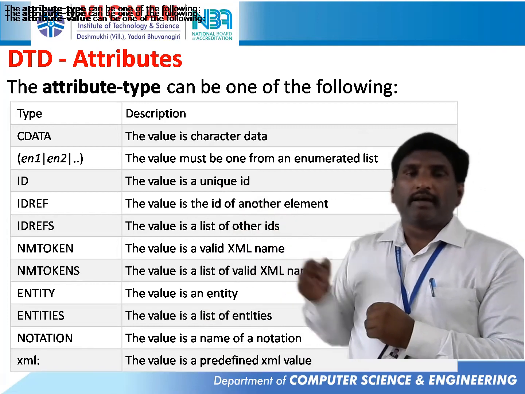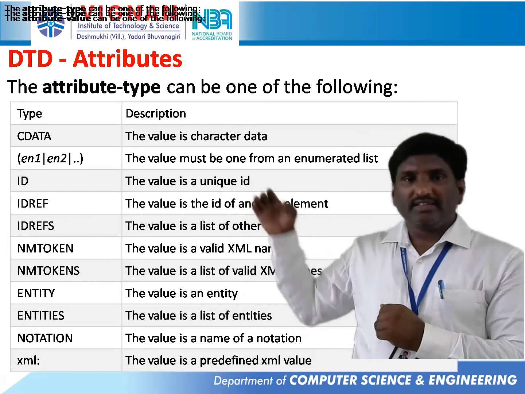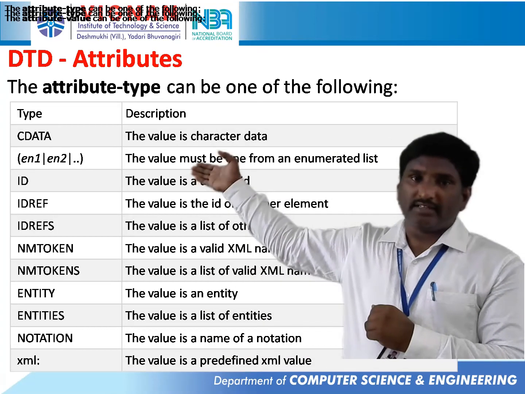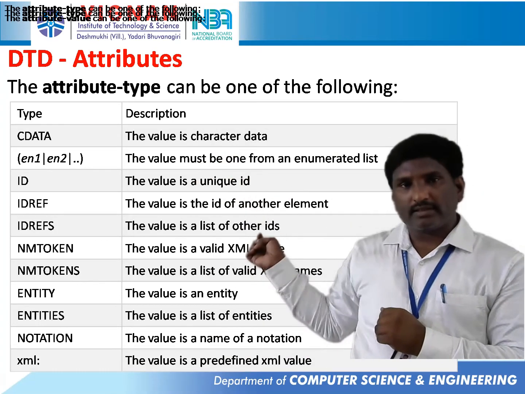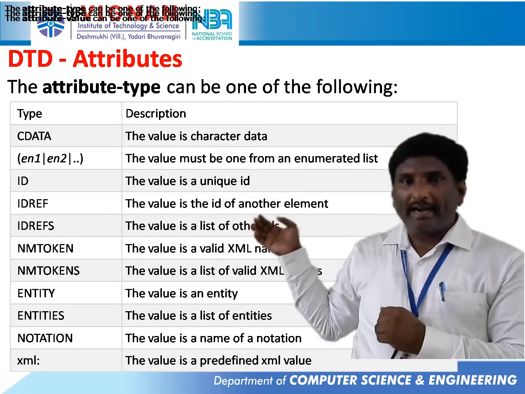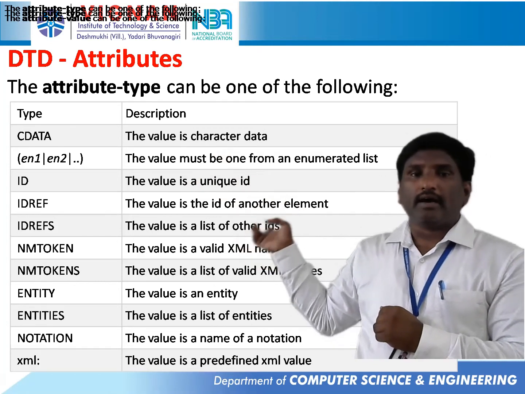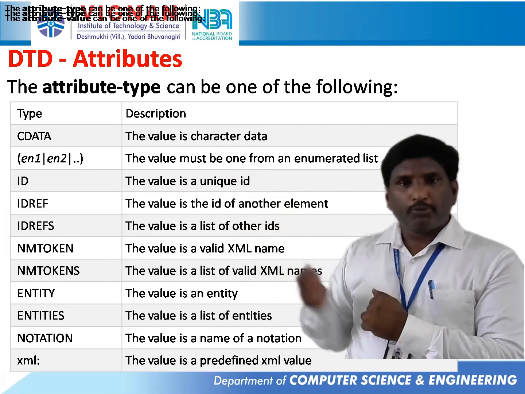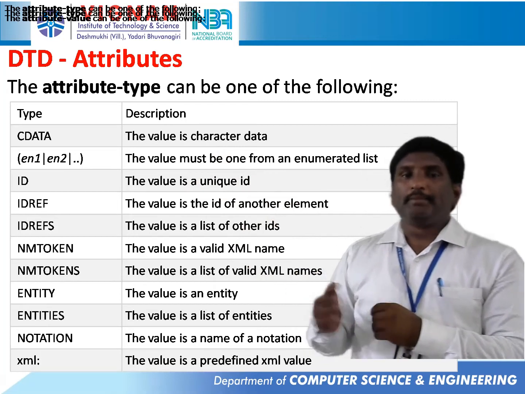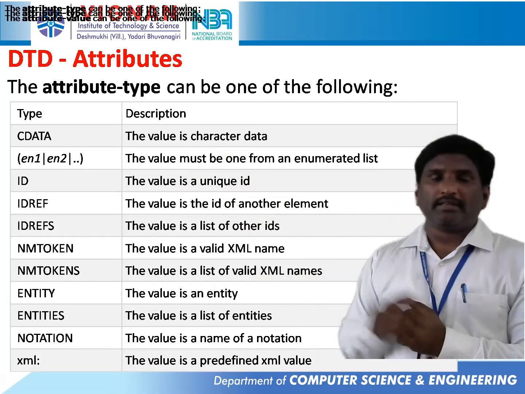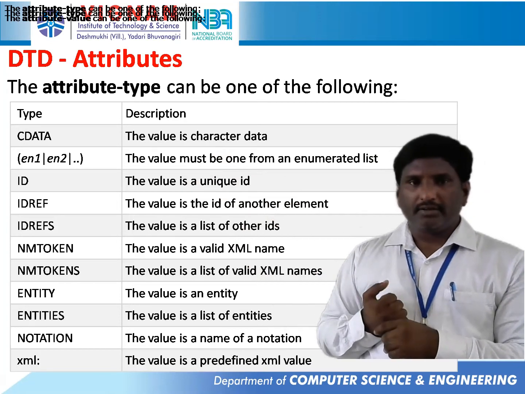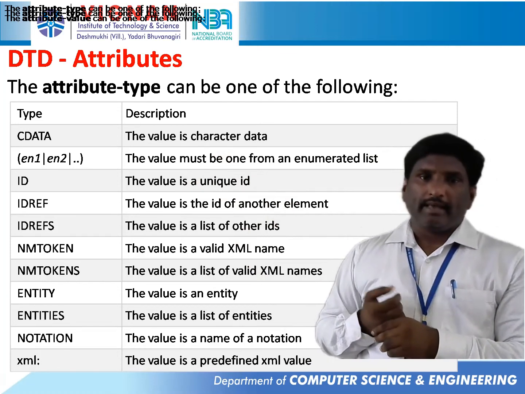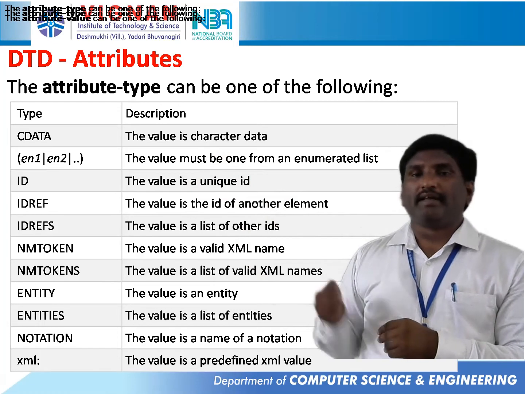The following attribute types you can use. CDATA, the value is character data. Enumerated, en1|en2, the value must be one from the enumerated list. ID, the value is a unique ID. IDREF, the value is the ID of another element. IDREFS, the value is a list of other IDs. NMTOKEN, the value is a valid XML name. NMTOKENS, the value is a list of valid XML names. ENTITY, the value is an entity. ENTITIES, the value is a list of entities. NOTATION, the value is the name of a notation. xml:, the value is a predefined XML value.